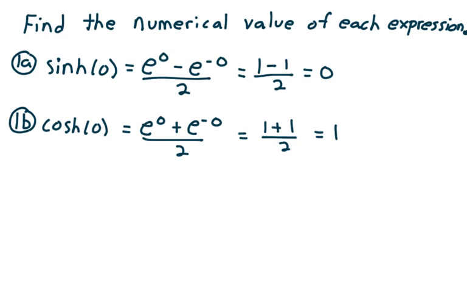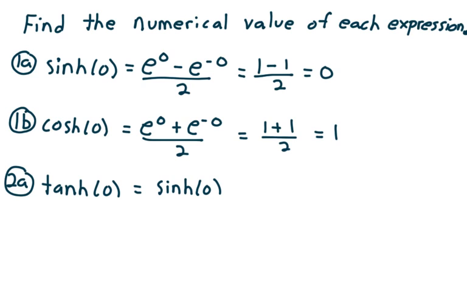Now, on 2a, suppose I want hyperbolic tangent of 0, but that's hyperbolic sine of 0 or sinh 0, either way, divided by cosh of 0. Well, we just figured out that sinh of 0 is 0 and cosh of 0 is 1. So this is 0 divided by 1. The answer is 0.